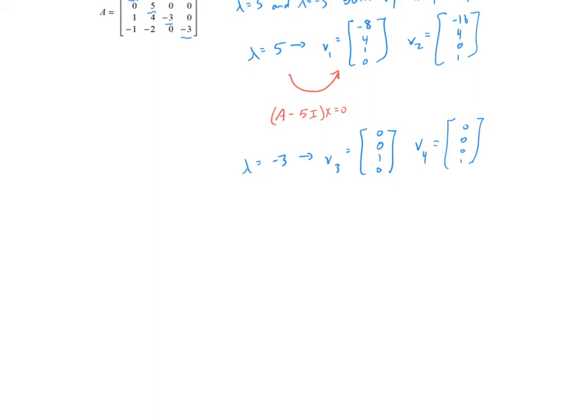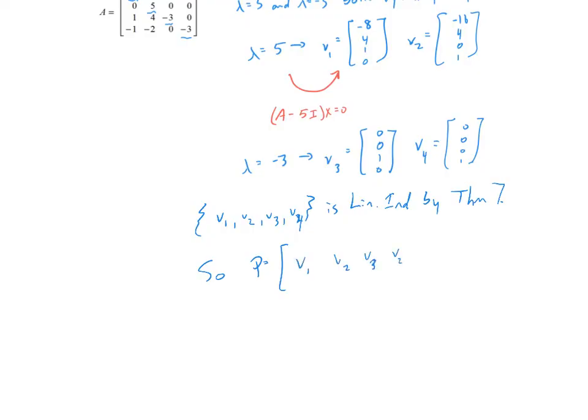Okay? So the set V1, V2, V3, V4, that was a set of 4, is linearly independent by Theorem 7. So our matrix P is those 4 vectors, V1, V2, V3, and V4, and it is invertible. And A equals PDP inverse, with P equal to those eigenvectors.